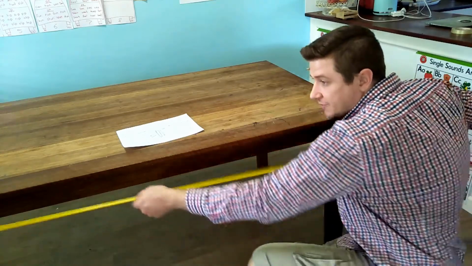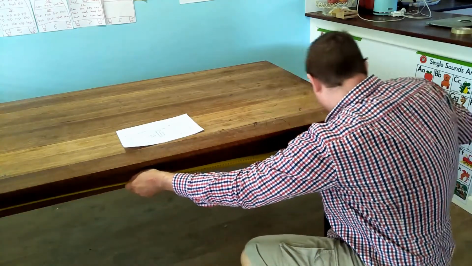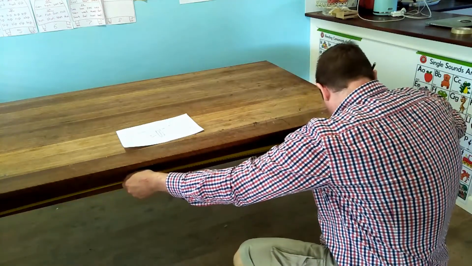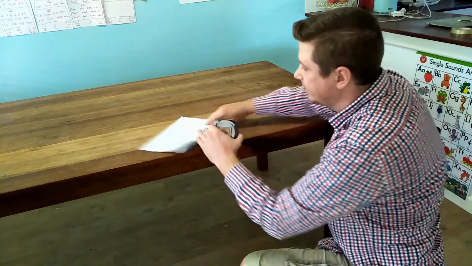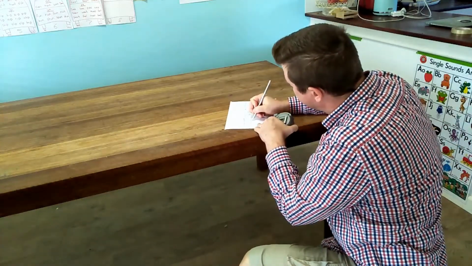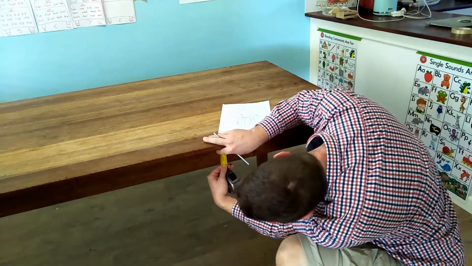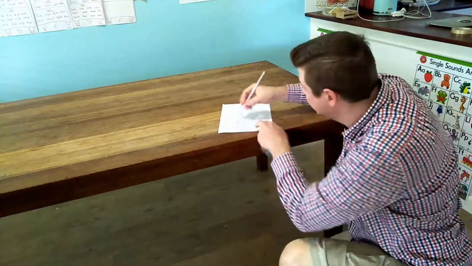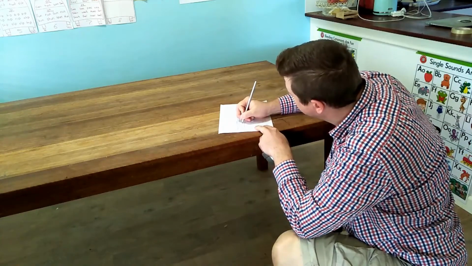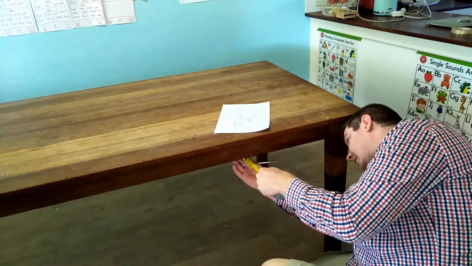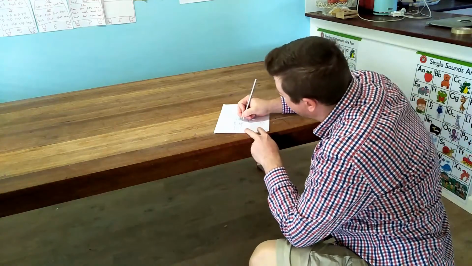Okay, so measuring your rails now, I'm going to measure my long rail from my leg to my leg, and it is 1740. Write that on my page. The width of my rail is 90 mil. And the thickness of my rail, just 20 millimeters.